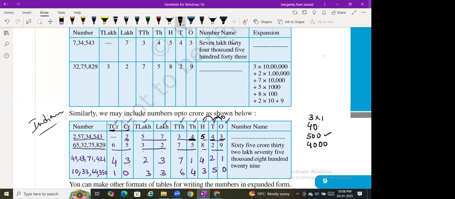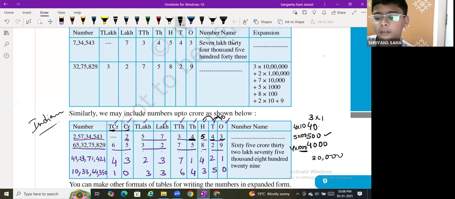For 40, you got 4 multiplied by 10. 500, you got 5 multiplied by 100. 4,000, you got 4 multiplied by 1,000, because 4 is at the thousands place. Similarly, 3 is at the 10,000s place, so you will multiply 10,000 with it. 3 into 10,000 will give you 30,000.